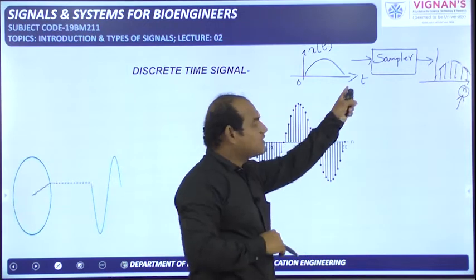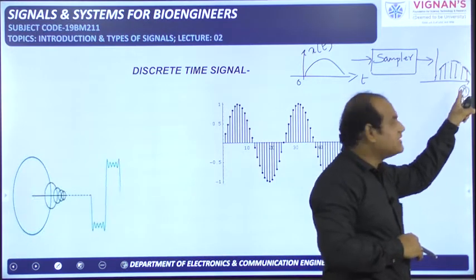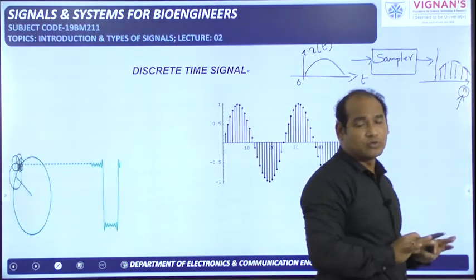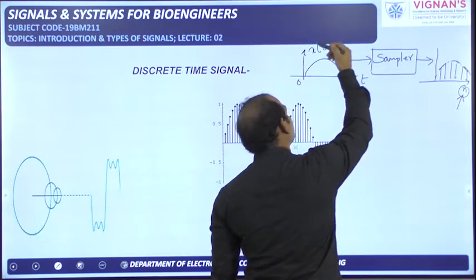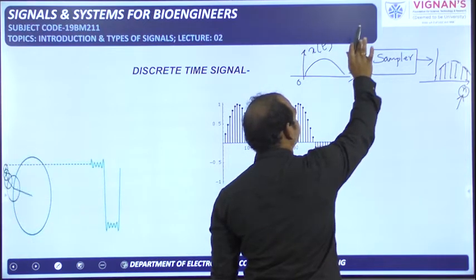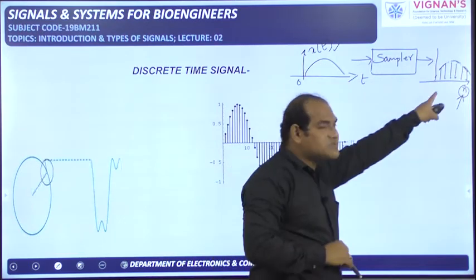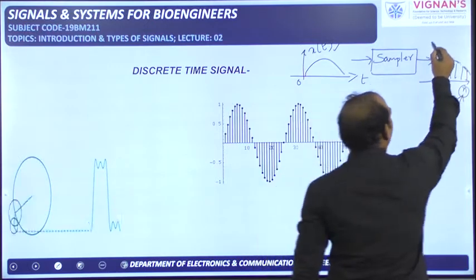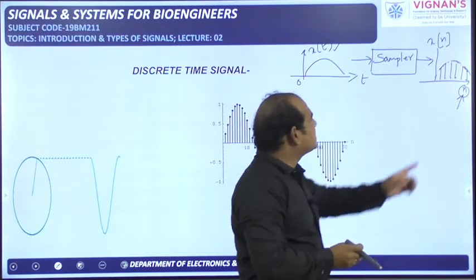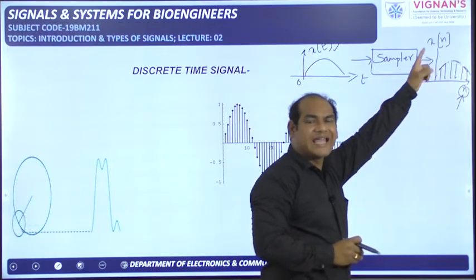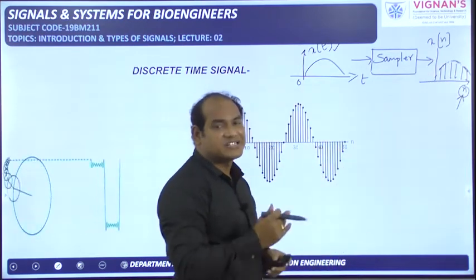Next, the independent variable in the continuous time signal is represented with small t. The independent variable in the discrete time signal is represented with small n. Both are time only, both are measured in seconds only. And the dependent variable, in this case I have represented with x of t, you can represent with g of t, f of t, y of t, whatever it may be, but I have taken x of t. Because this discrete time signal came from the x of t, the dependent variable has to be represented with x of n. So we can tell that this is the signal obtained from the x of t. If it is g of n, I can tell it is a signal obtained from the g of t. So this is the thing you have to remember in the representation of the discrete time signals.